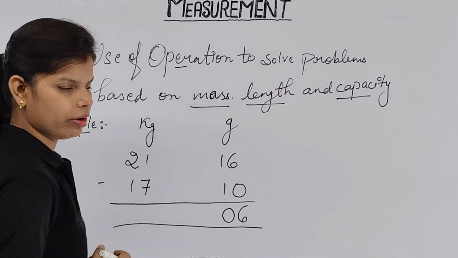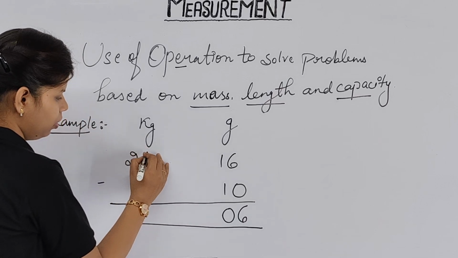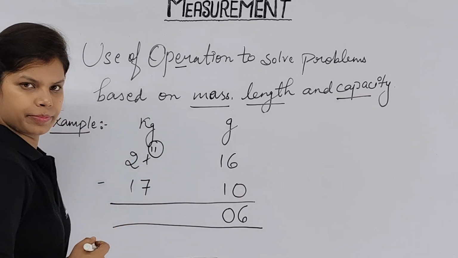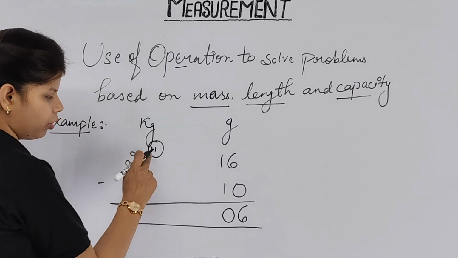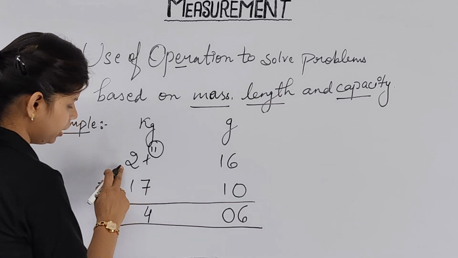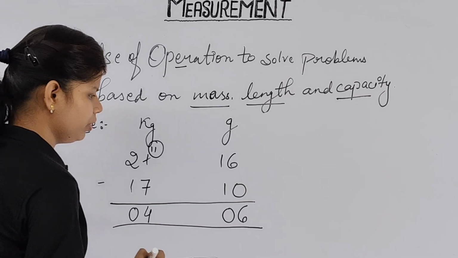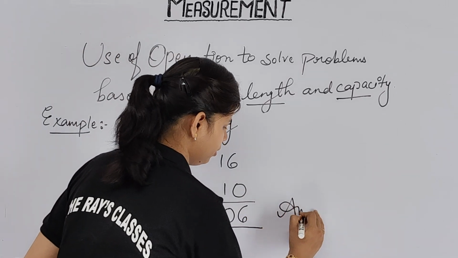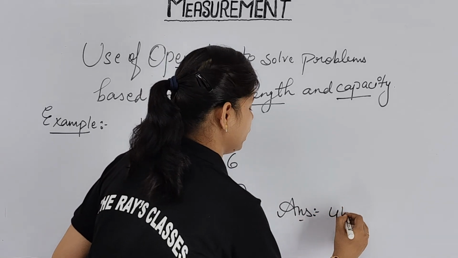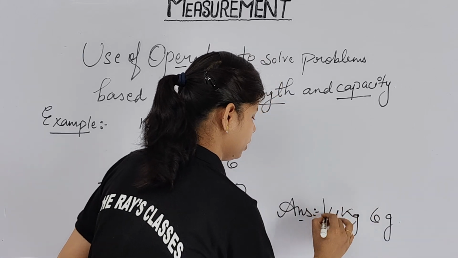Now when you subtract 7 from 1, you have to borrow from the 2, and it will be cancelled and written as 11. This one has borrowed the carry from this one. 11 minus 7 you will get 4. Here 1 minus 1 is 0. So directly you can write the answer: 4 kg 6 gram. Understood, no children?